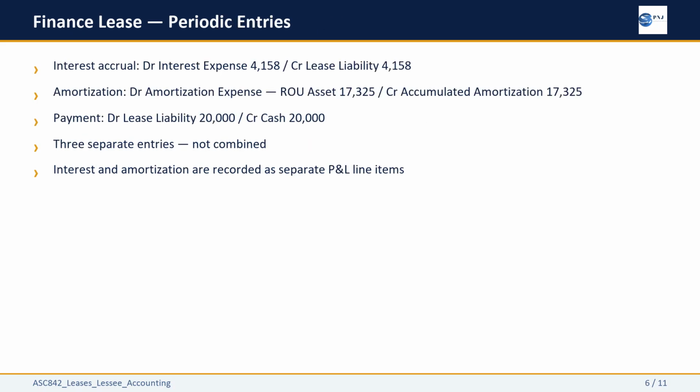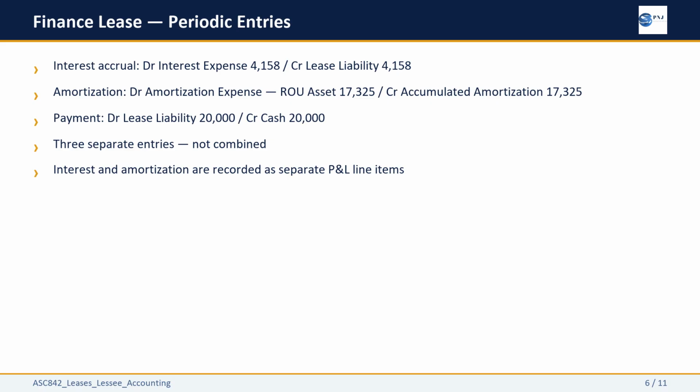Finance lease periodic entries are recorded in 3 separate journal entries, not combined into one. First, the interest accrual, debit interest expense for $4,158, the opening liability of $69,301 times the IBR of 6%. Credit lease liability for the same amount, because the interest that has accrued increases what you owe.